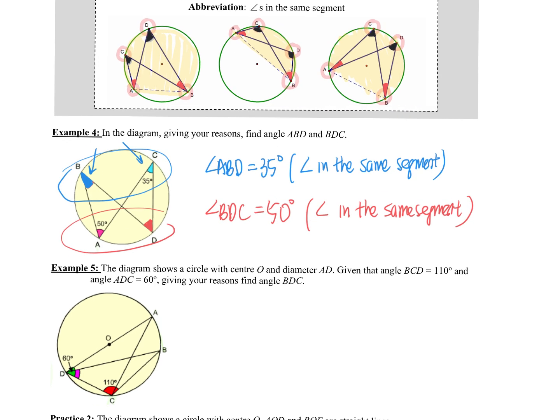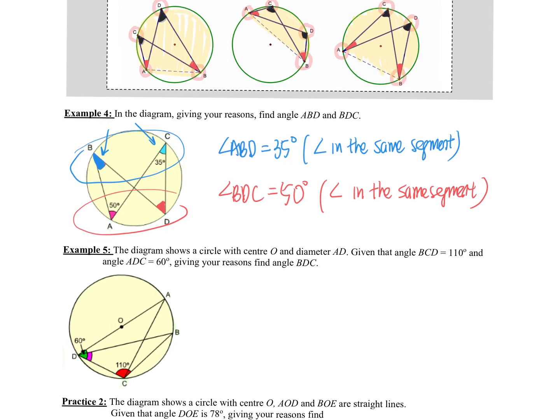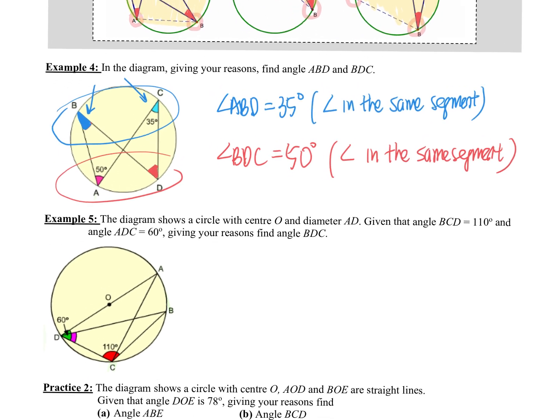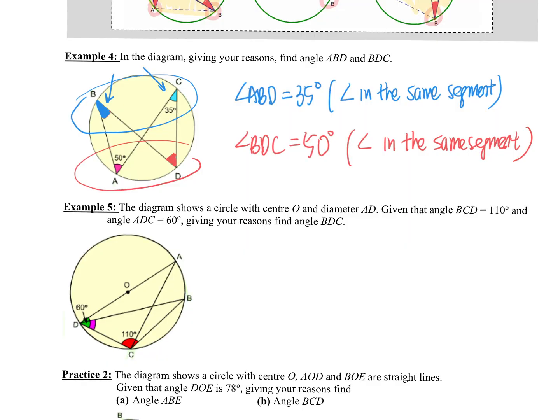Okay, next one. I have a diameter. I have BCD. I have ADC. I'm interested in finding BDC, the pink angle. So how can I start off? My ultimate goal is the pink angle. So how should I start? First, I have a diameter. So what does it tell me?